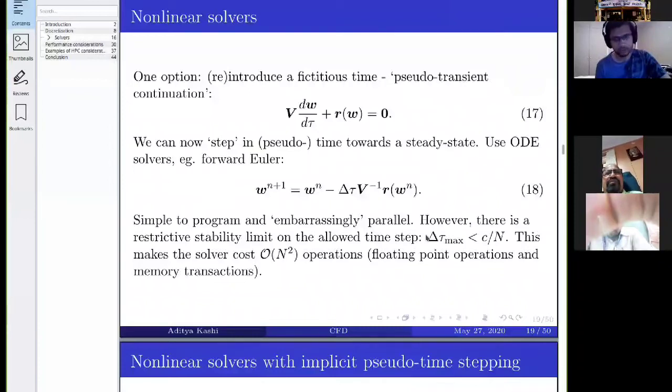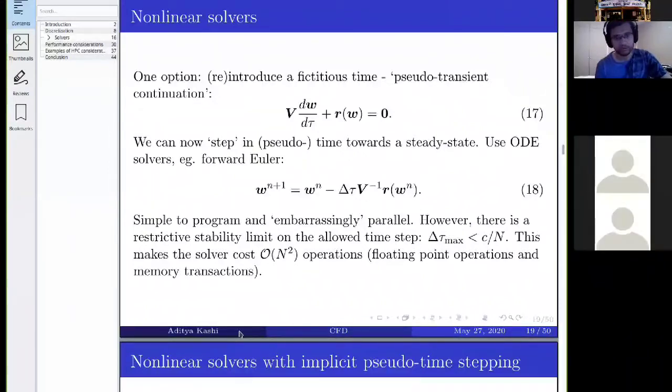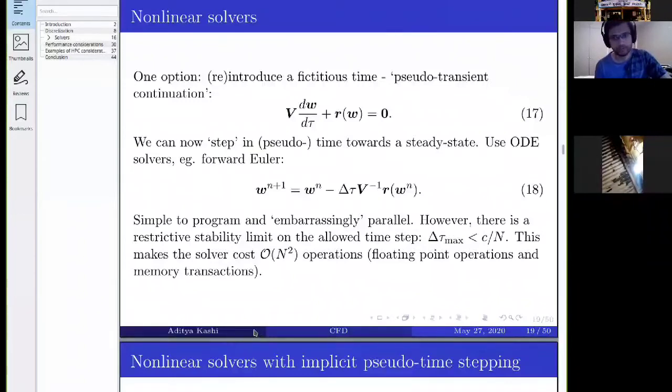But the disadvantage of this method is that there's a restrictive stability limit, typically inversely dependent on the number of cells we have in the grid, which is tiny. It would have a cost of O(n squared) operations to converge this problem. So O(n squared) is pretty bad. If we want to solve a problem that's twice as big, we would need to spend 4 times the resources, which is pretty bad. So we want to do something better.